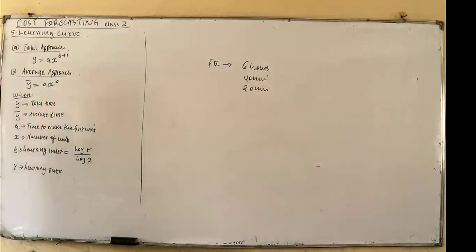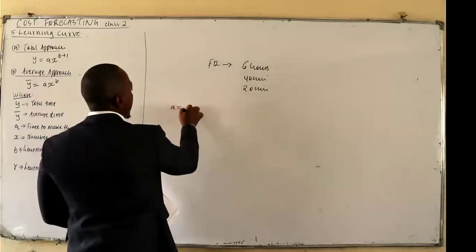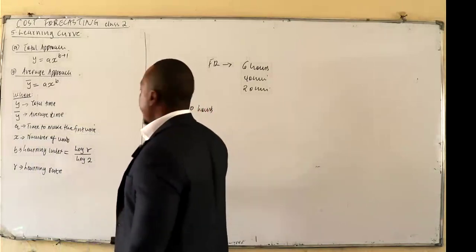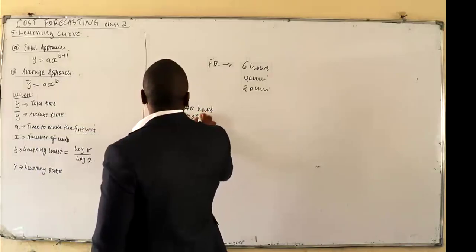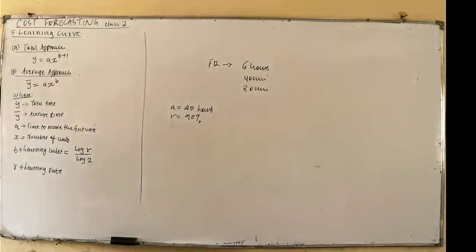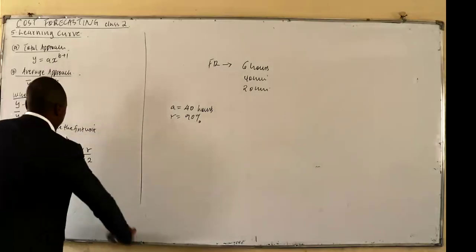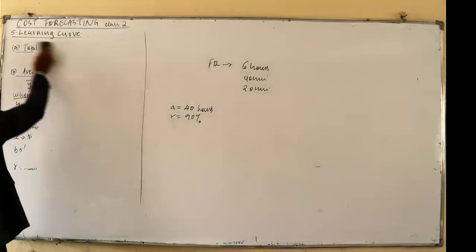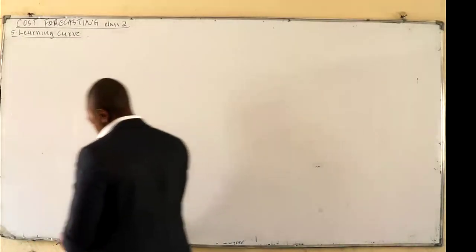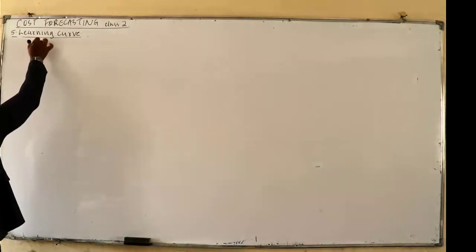So I want us to do an illustration. Assume A is equal to 40 hours. R is 90%. Only that. So now I want you to listen here. We are just assuming. So we have said that assume A is 40 hours.